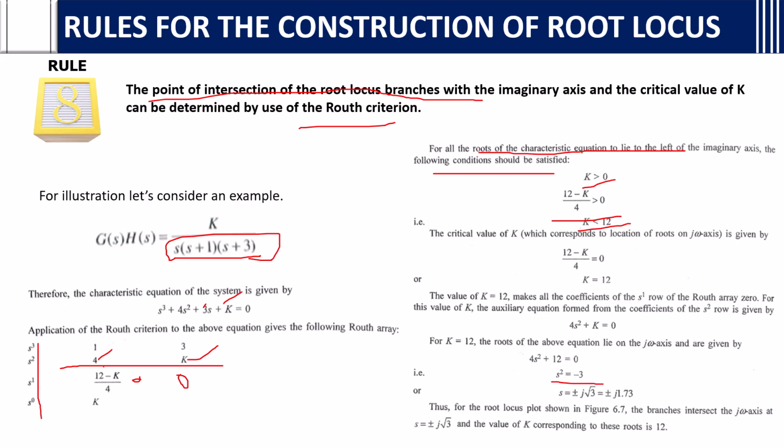So 4s square equals to what? Minus 12. So s square will be minus 3. So s is equals to plus or minus j root 3 you can write. So thus for the root locus plot in figure 6.7, the branches intersect the j omega axis at s equals to plus or minus j root 3, and the value of k corresponding to root is 12. How is it?